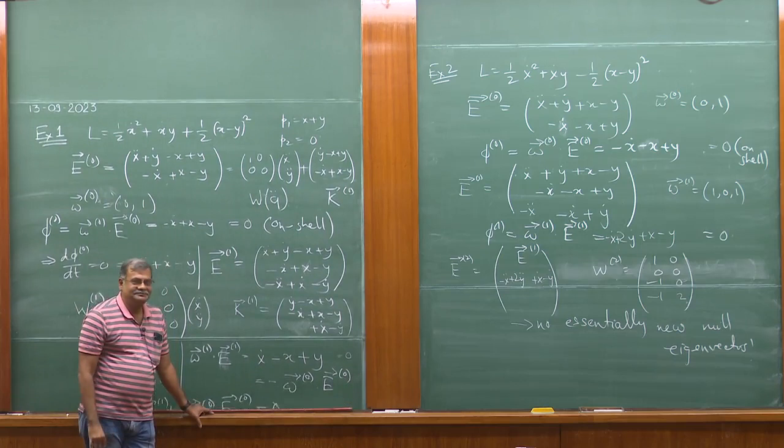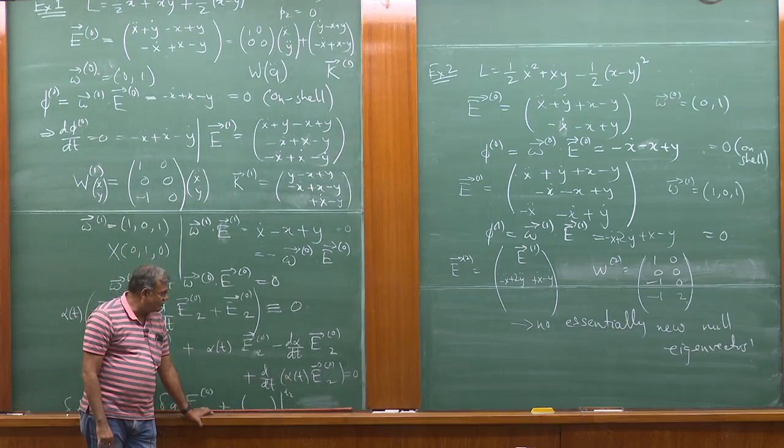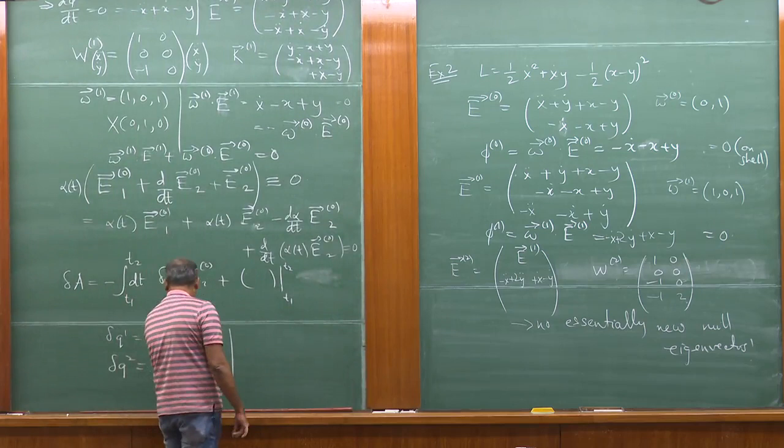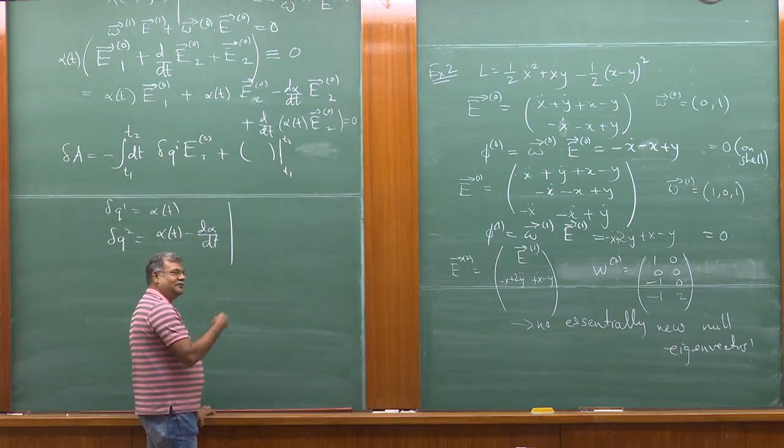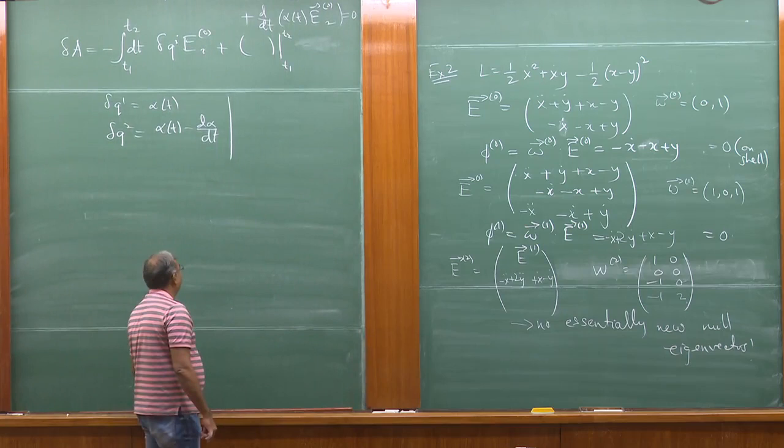But that's OK. I think I've run out of the board here, right? How big is this? Does this go all the way out? Twice the height of this. Oh, twice. So that means I actually have enough space. Good.